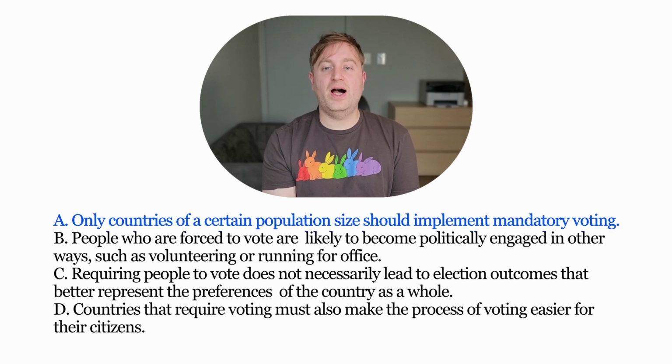Only countries of a certain population size should implement mandatory voting. Now, Singh and Roy were against mandatory voting, but their conclusion had nothing to do with population size. Therefore, this answer can safely be eliminated. We move on to B. People who are forced to vote are likely to become politically engaged in other ways, such as volunteering or running for office. Now, this answer choice would suggest that requiring people to vote actually has a positive impact by motivating them to get engaged in other ways, which clearly goes against the views of Singh and Roy, so it can be eliminated too. We move on to C.